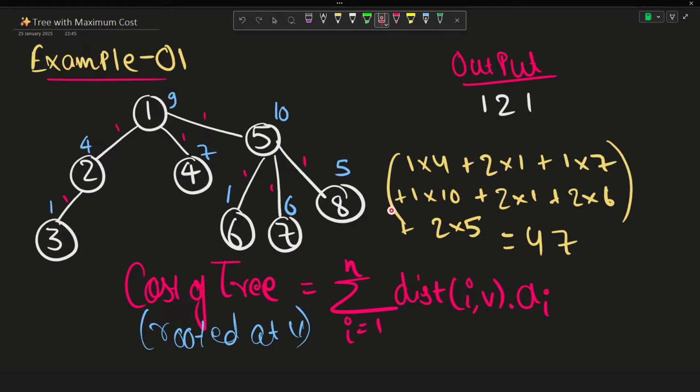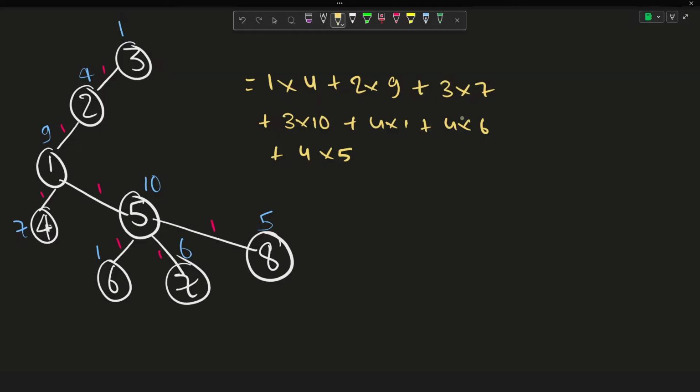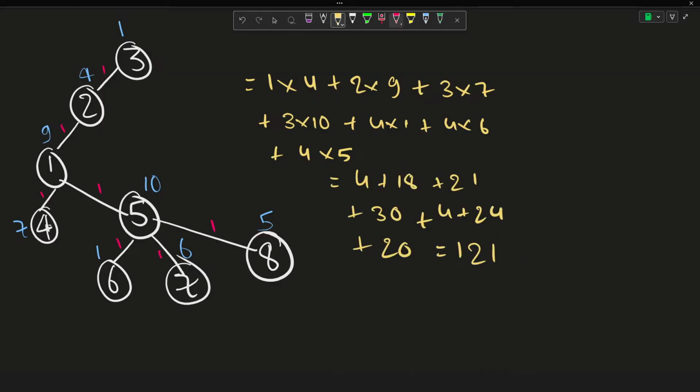So let me do that for you. When the same tree is rooted at the vertex 3 having a value 1, it will look something like this. Now if we try to calculate the cost of the tree, it would be 1 into 4 plus 2 into the value that is present on the vertex, that is 9. Similarly, we will continue to do this for every other vertex present in the subtree of 3. So we will get this, right? And when we calculate this, we will get exactly 121, right?